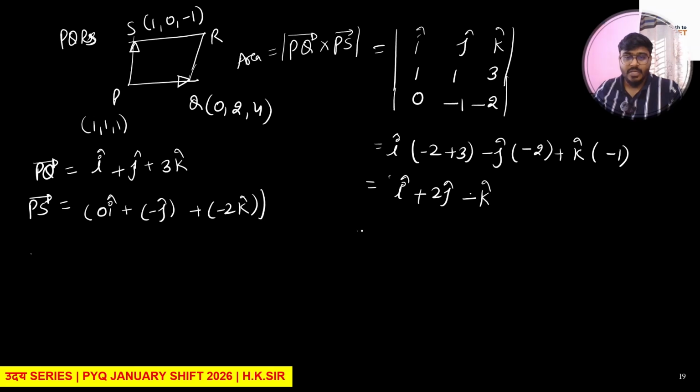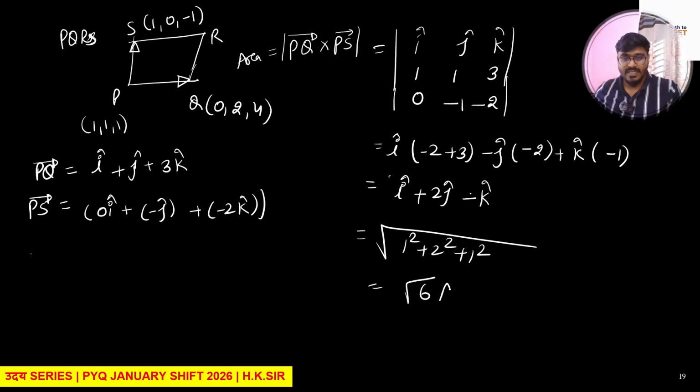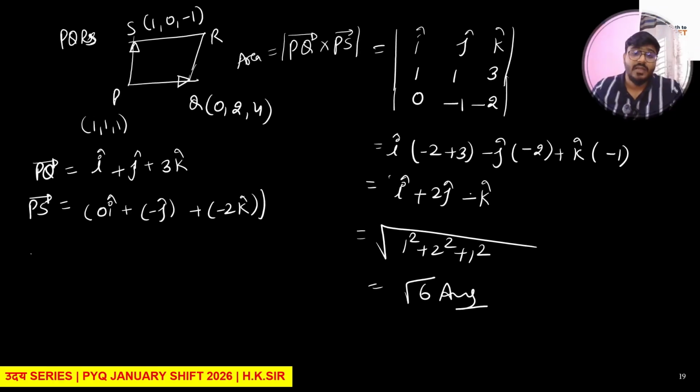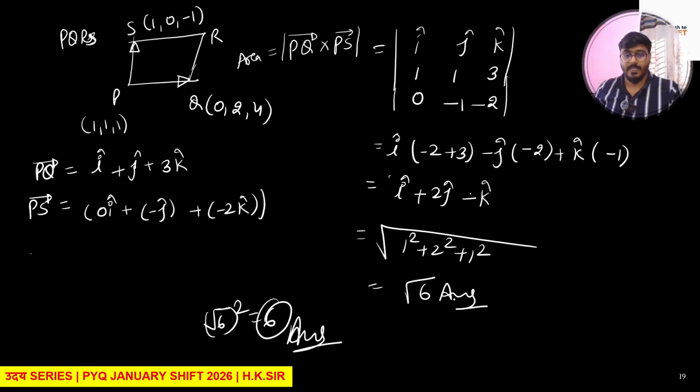But we have to take the magnitude now. When we take the magnitude, this is under root 1 square plus 2 square plus 1 square, so 1 plus 4 plus 1, root 6. Root 6 is our area of this parallelogram. Root 6 is our answer. But they are asking the square. Square means root 6 square. Root 6 square means 6 is our final answer. Not this one, 6 is our final answer. Okay.